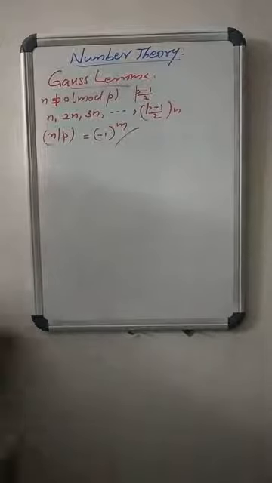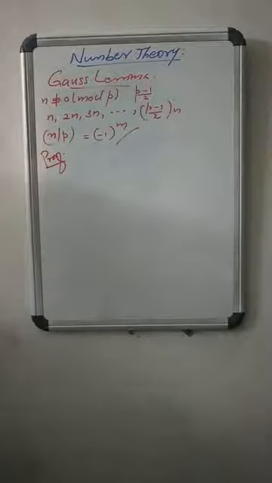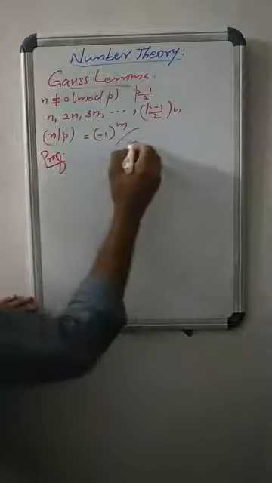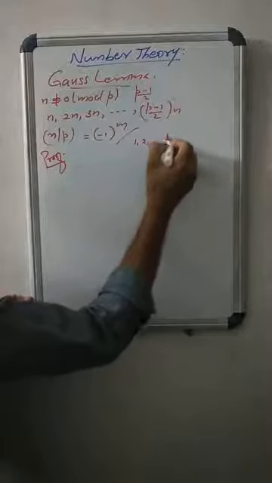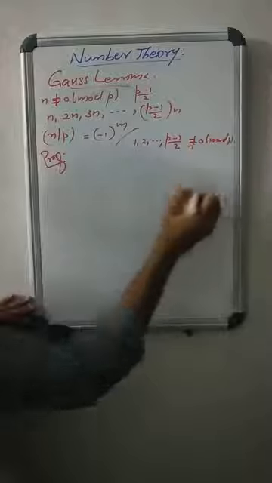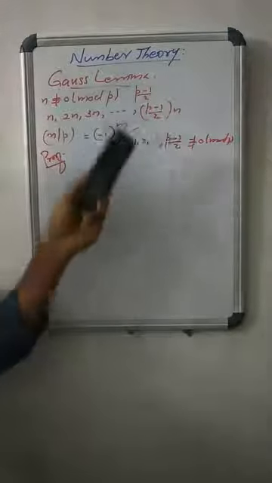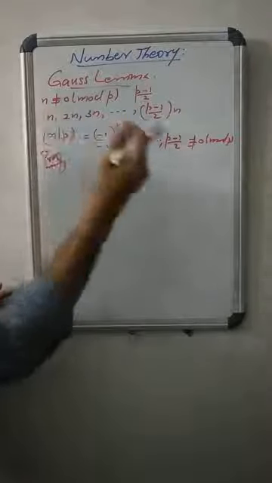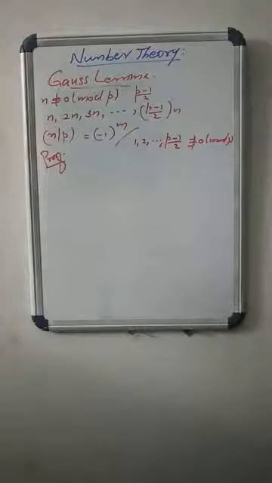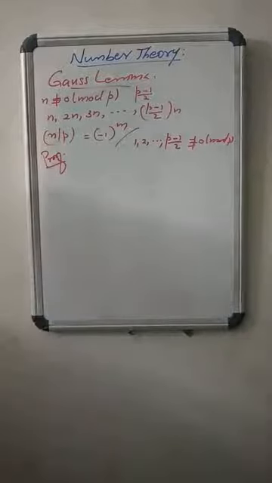So, consider the statement: n is incongruent to 0 mod p. Also we know that 1, 2, etc. to (p minus 1)/2, all of these are incongruent to 0 mod p, since p is odd. Then clearly, since n is incongruent to 0 mod p, all of these n, 2n, 3n, etc., ((p minus 1)/2) n are incongruent to 0 mod p.